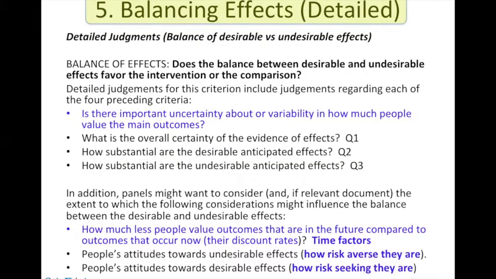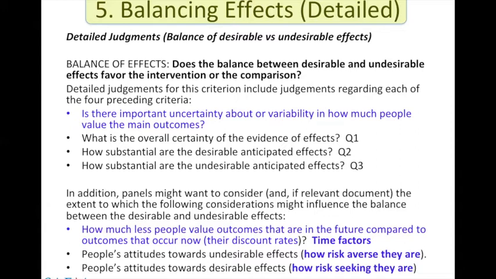More details, obviously, on the balancing of effects are discussed here. Reading down, is there important uncertainty about or the variability in how much people value the main outcomes? And that would have been covered probably in the first batch of questions we talked about in green, the patient values and preferences. Questions 1, 2, and 3 that we looked at here right now covered the certainty, the desirable, the undesirable effects. And then finally, there might be some consideration about other factors in the valuation of outcomes.